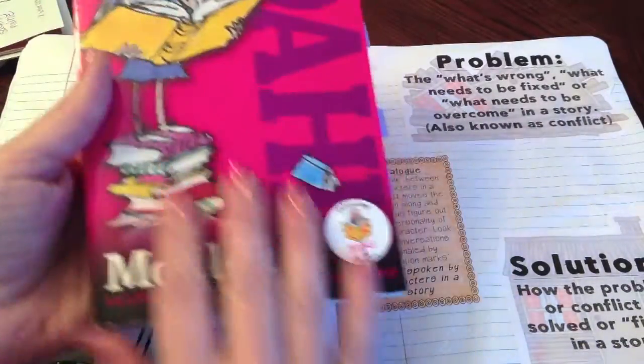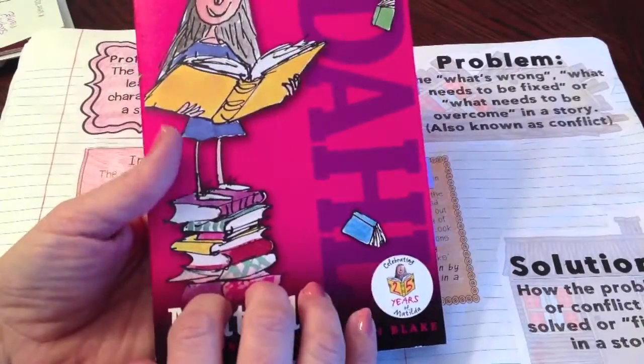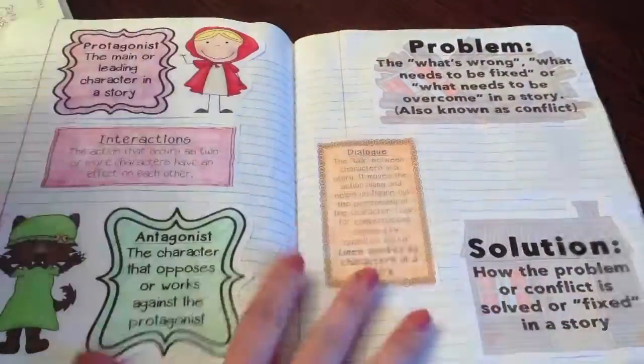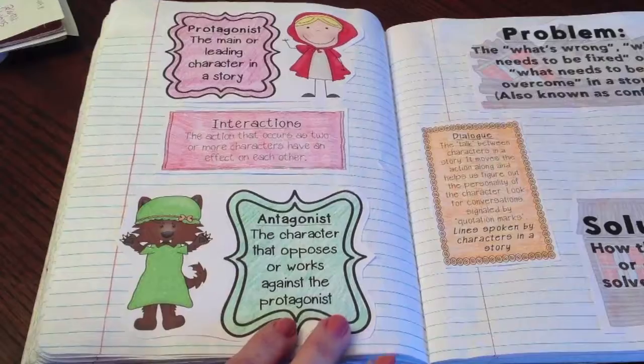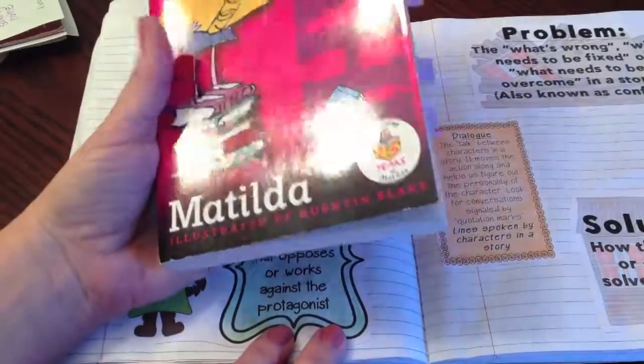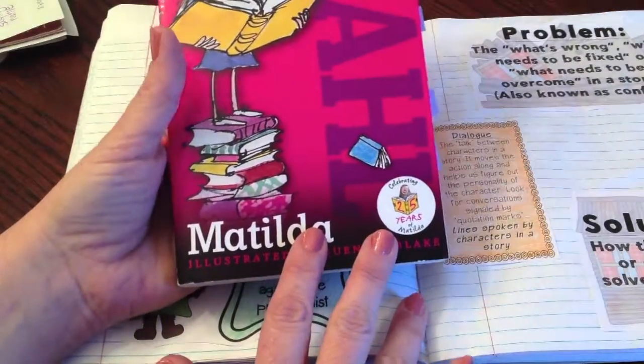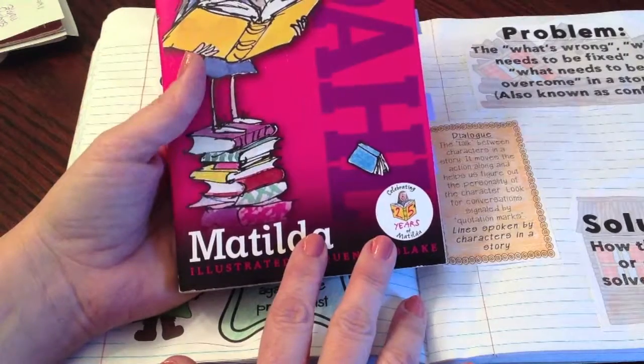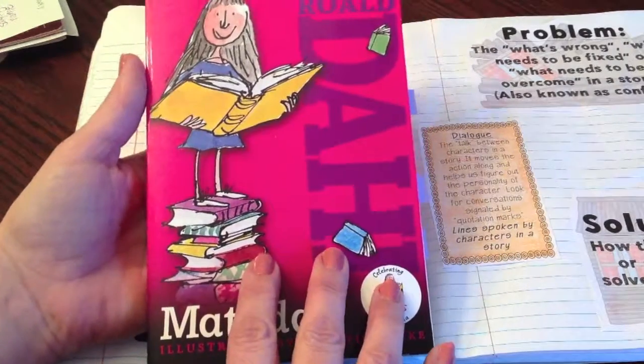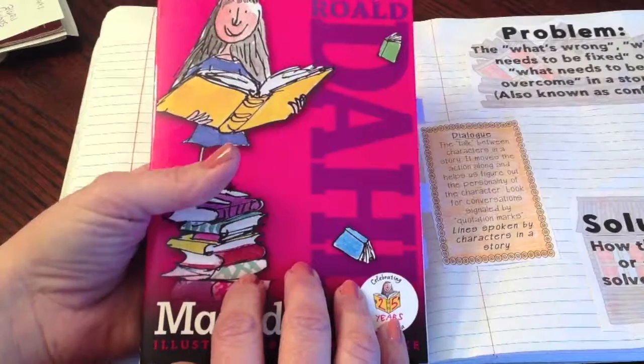Now in this story, there are a few problems and solutions, but they all are conflicts between Matilda as the protagonist and her antagonists. She solves her problems because she's brave, she's clever, and because she has that extraordinary talent.